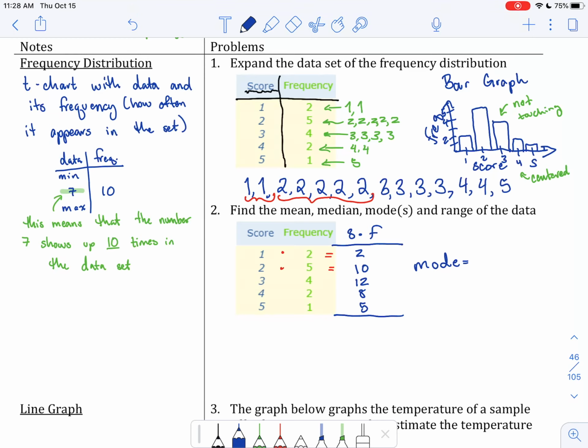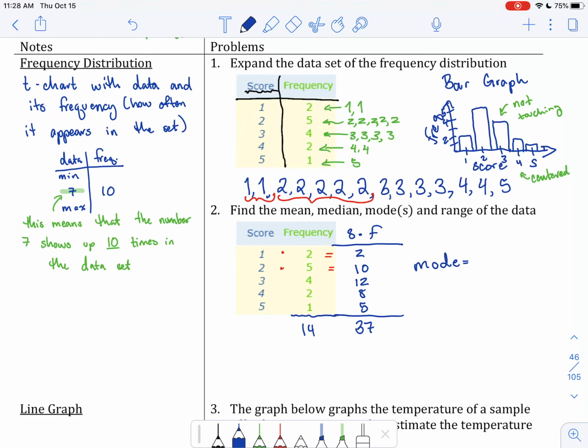12 plus 12 is 24. 24 plus 8 would be 32. Plus another 5 is 37. Now, that's our total. Our total number of points is here. So 2 plus 5 plus 4 is going to be 7, plus 4 is 11, plus another 2, 13, 14.